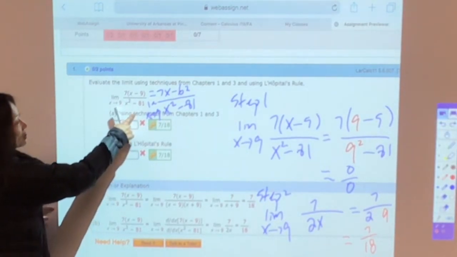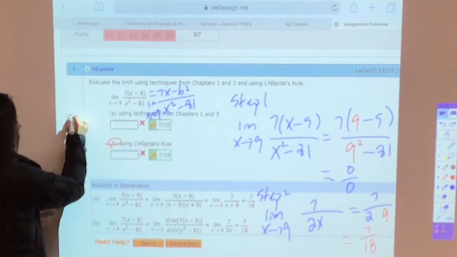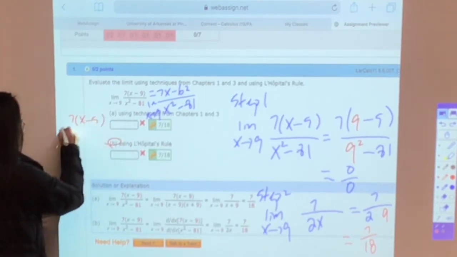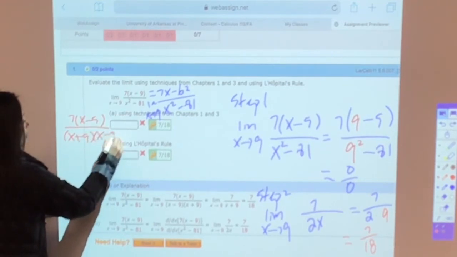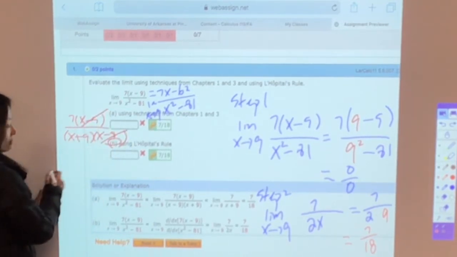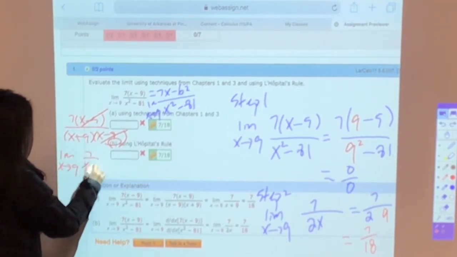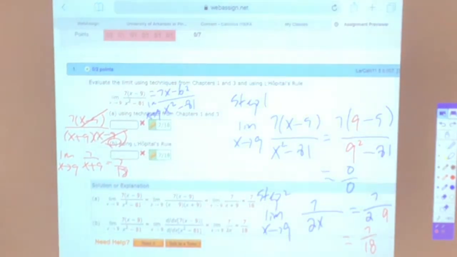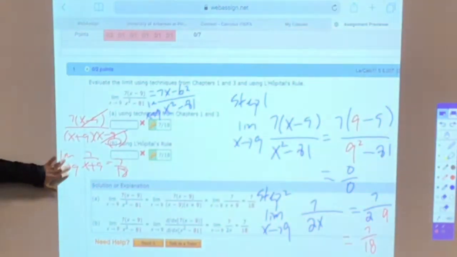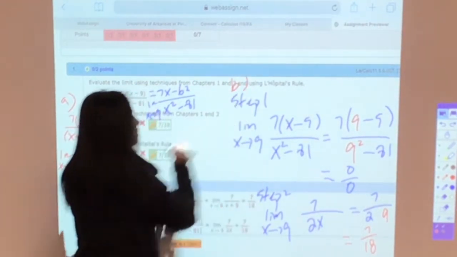The A part is just what? You gotta factor this. If you wanna do the A part, what do you do? 7 times (x minus 9) over (x plus 9) times (x minus 9), and you cancel them out. Plugging in 9 gives you 7 over 18. Same answer. So this is the A part, and this is the B part.